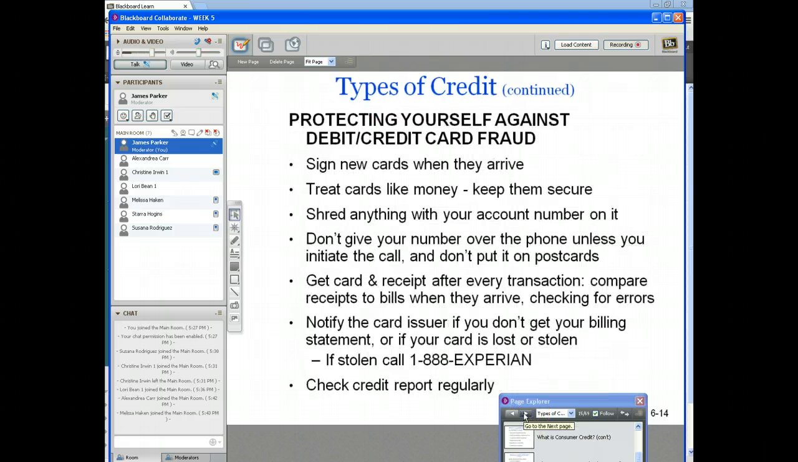Protecting yourself against fraud, you can do all these things, but to tell you the truth, there's people, like I've said, in Spain and other countries where they read the card, they get the numbers, and you're in big trouble. But what you can do is check your statements, and preferably online so it's a little quicker.